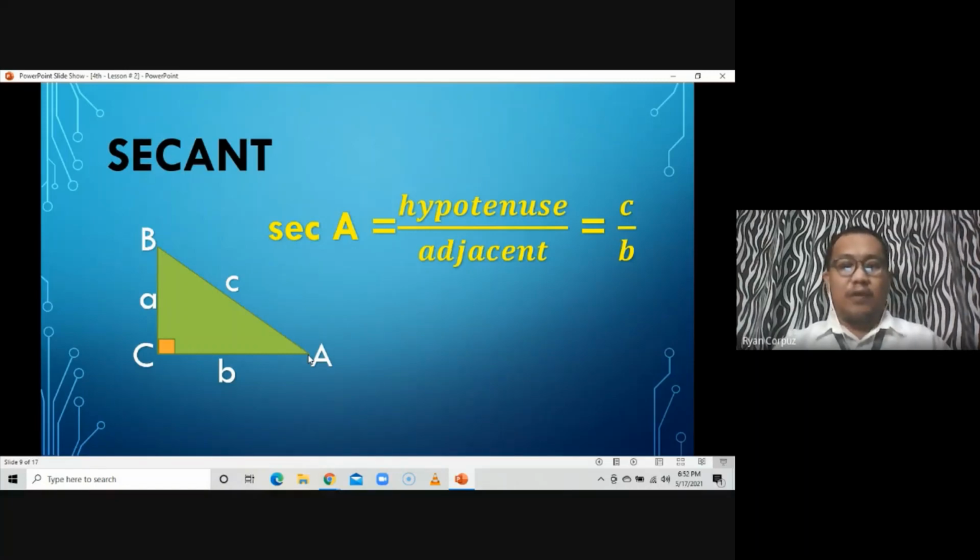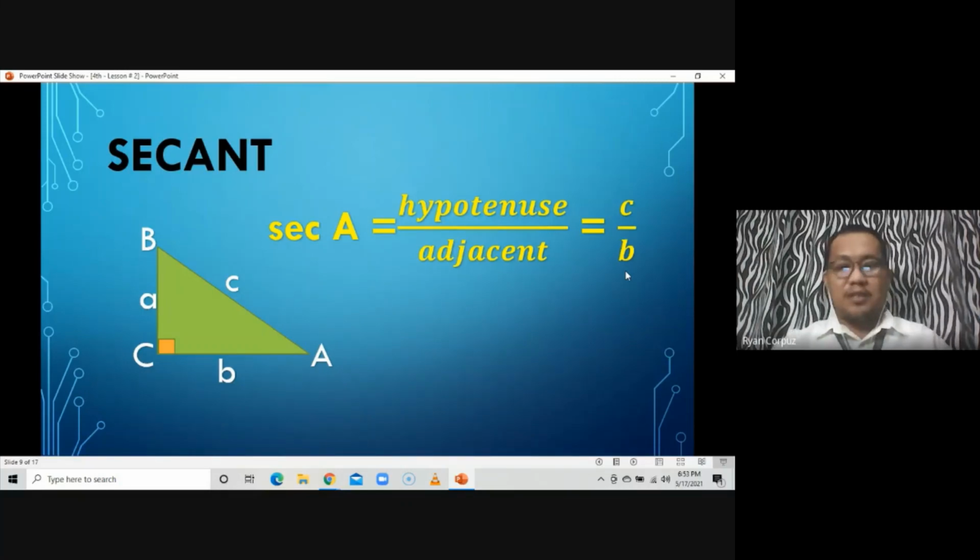So if we take its ratio with this given triangle, it should be hypotenuse, that would be C, over adjacent, which is B. That's why we come up with C over B here. So that is the trigonometric ratio for secant, which is again hypotenuse over adjacent.